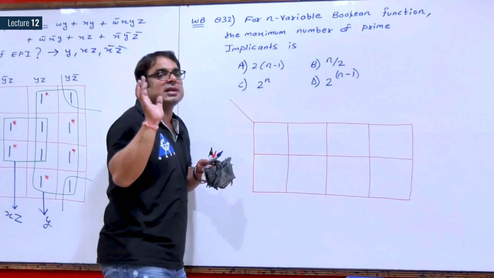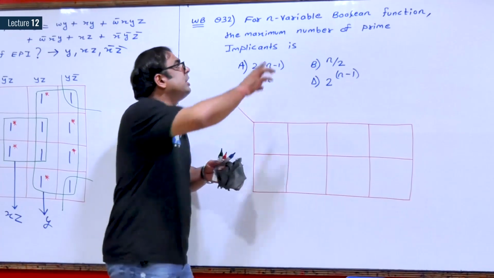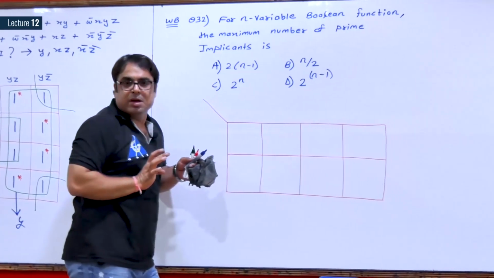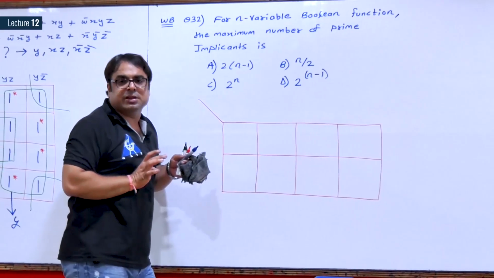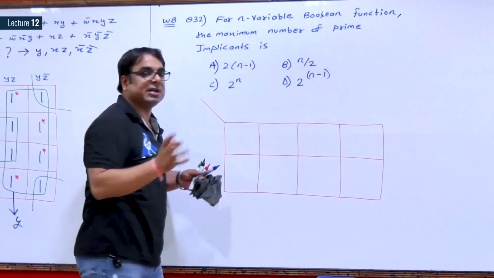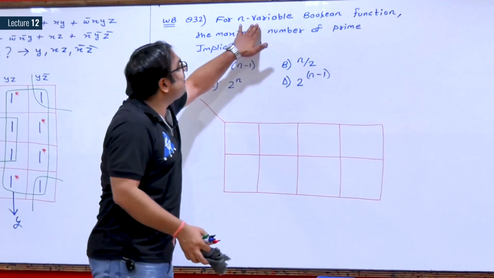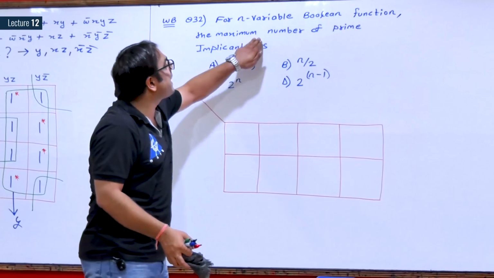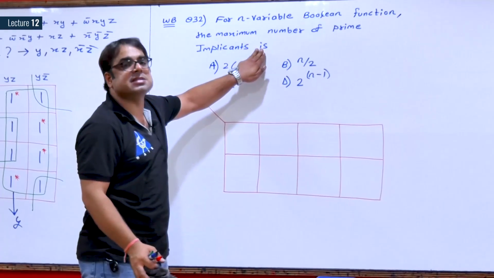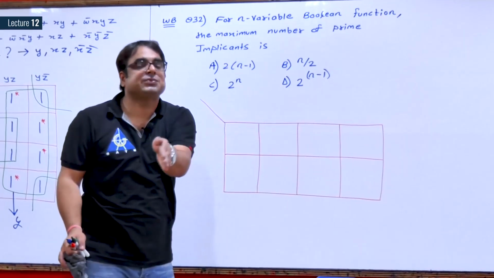Now, let us consider we are solving this question for n is equal to 3. So, for the time being, the question is: for a 3 variable Boolean function, what is the maximum number of prime implicants? Now, it may be easier for you.